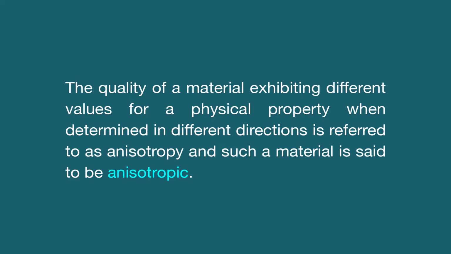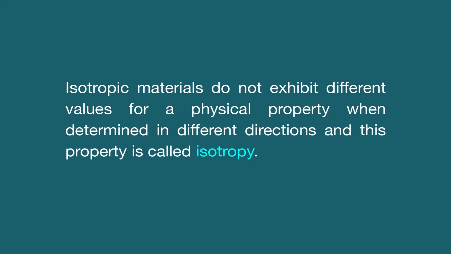Thus, the quality of a material exhibiting different values for a physical property when determined in different directions is referred to as anisotropy. And what do we call such materials? They are called anisotropic. So, what are isotropic materials? Isotropic materials do not exhibit different values for a physical property when determined in different directions, and this property is called isotropy.